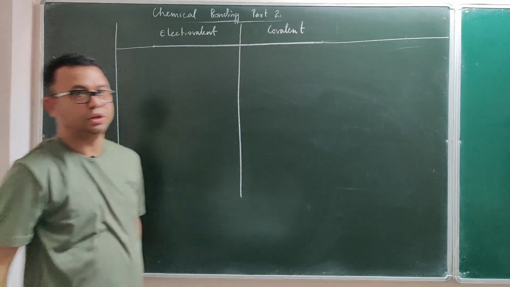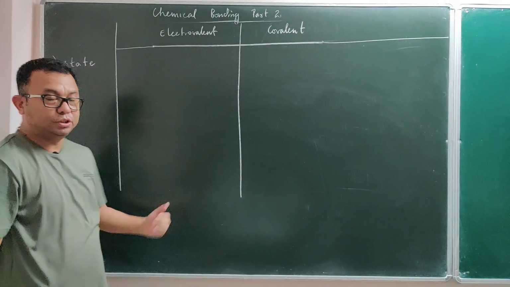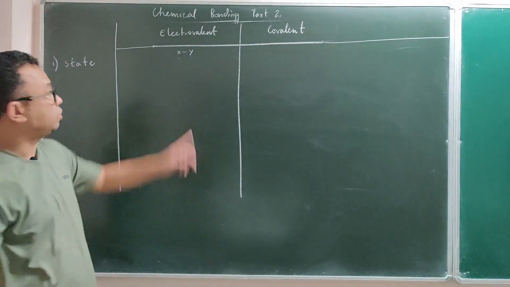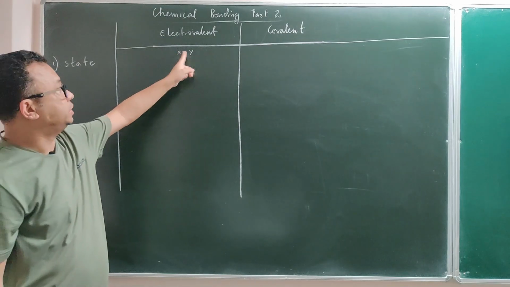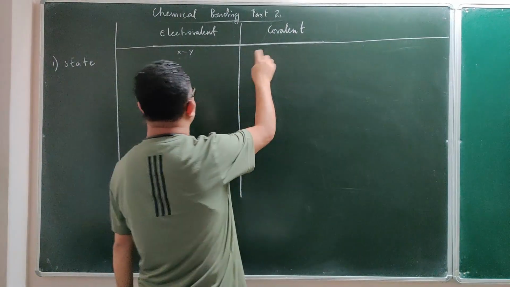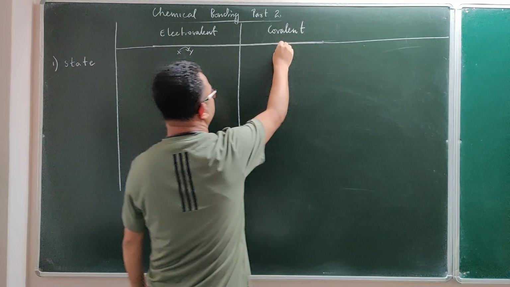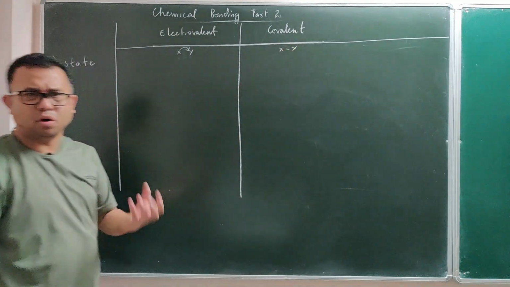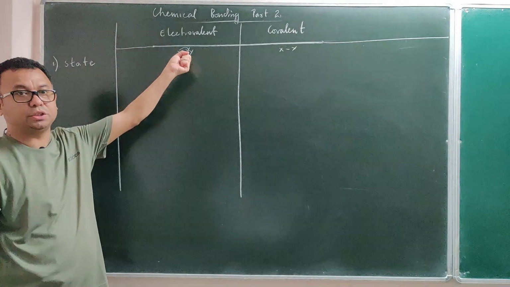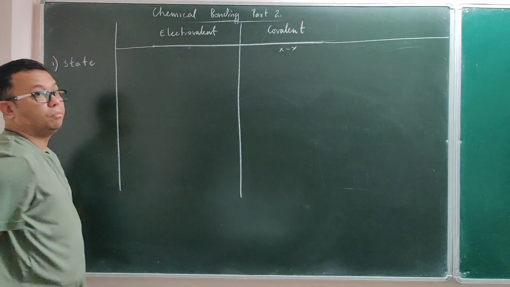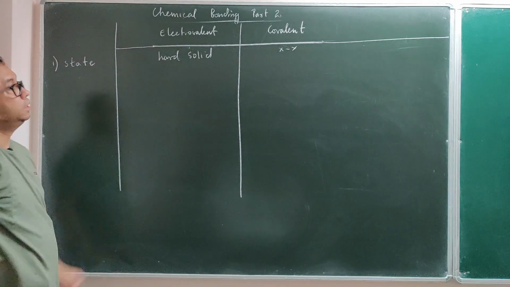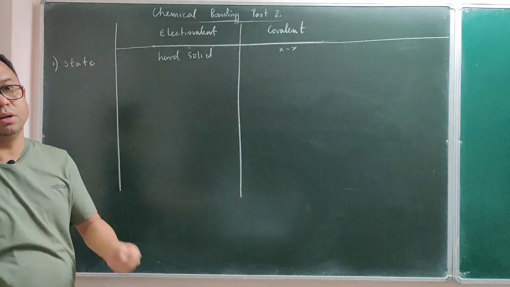State means which state you will usually find. Electrovalent bond, as you saw, had a very strong force of attraction between the two. When the transfer of electron took place, there was electrostatic charge, positive charge and negative charge. That is why electrovalent bonds are very strong, whereas covalent bonds were formed by sharing of electrons, so they were weak bonds. Since the bond in electrovalent compounds is very strong, usually electrovalent compounds are hard solids.